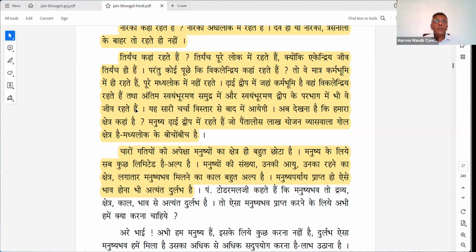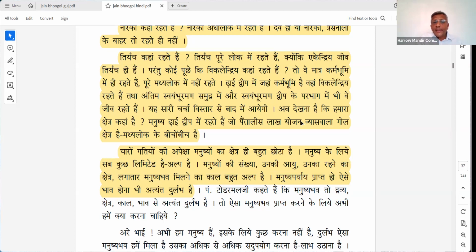So we'll talk about that when we talk about the Middle Lok, and I'll show you the map with the various rings or circles, and you will see from there where exactly the Swayambhu Raman Dweep is and the Swayambhu Raman Samudra is. So that's where we are. I'm not going to spend too much time on that at the moment.